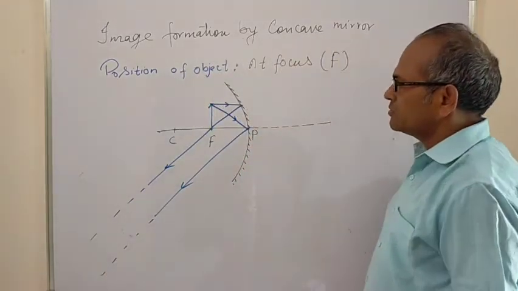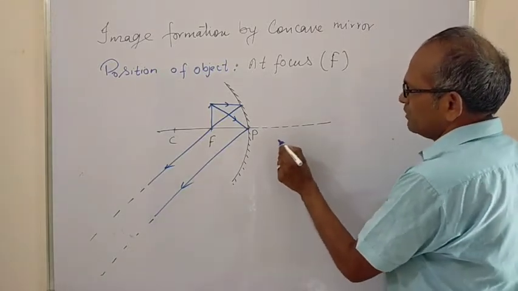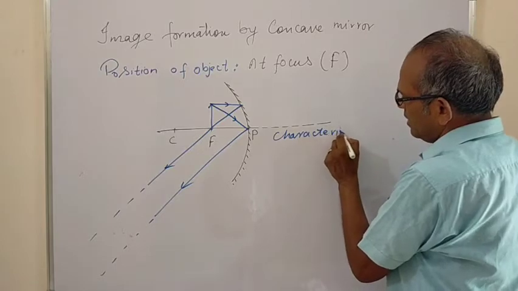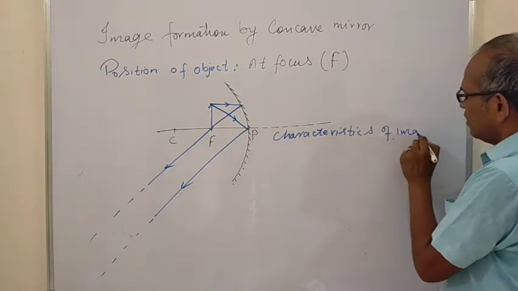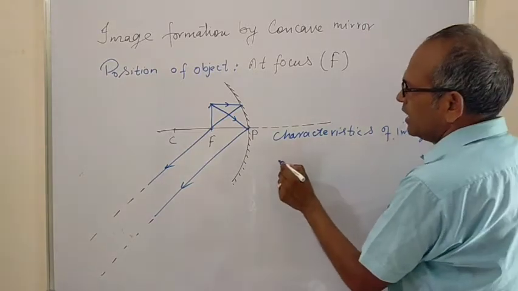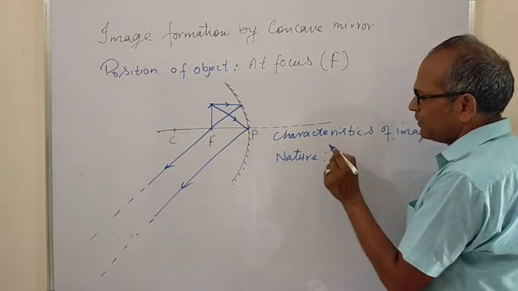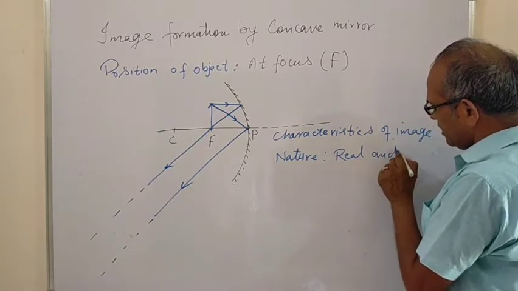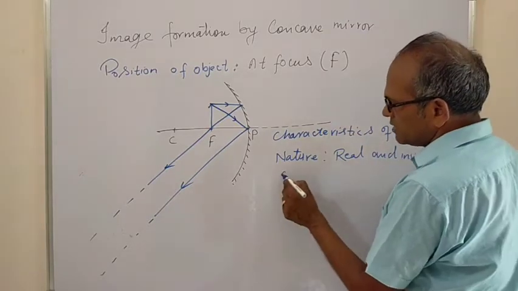So again comes characteristics of image. What will be the characteristics of image? क्या रहेगा यहाँ पे? Characteristics of image. So what is it? Nature. Nature क्या होगा बच्चों? Nature होगा यहाँ पे real and inverted ही होगा. Real and inverted ही होगा इसका nature. Size क्या होगा?